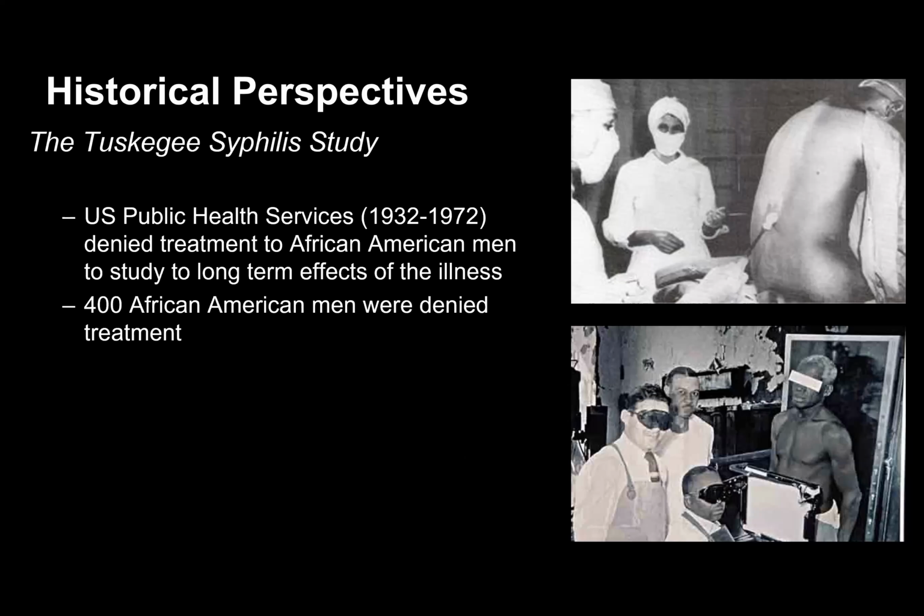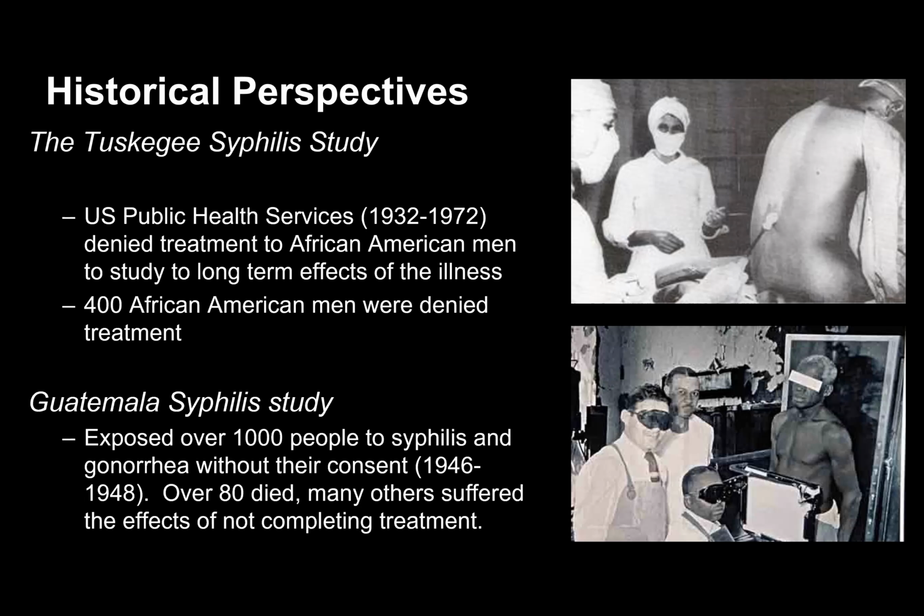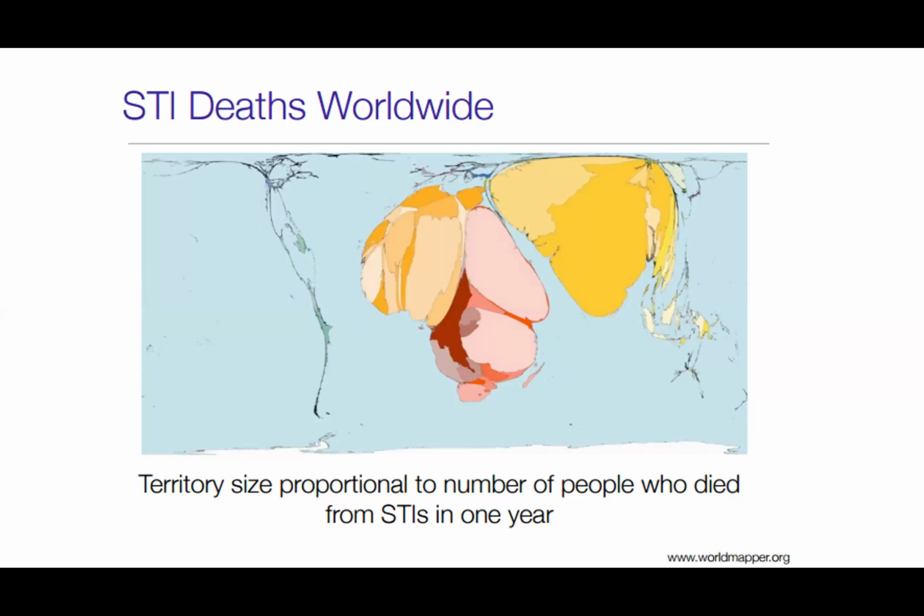Again, super unethical. And then there was a Guatemala syphilis study, and in Guatemala, they exposed about 1,000 people to syphilis and gonorrhea without their consent. Super unethical. I don't have to say that again. Over 80 people died, and many others suffered the effects of not completing treatment. So as you can see, minorities are the ones that are being tested on. Super unethical, super horrible, really. But now we can learn from our past experiences, of course.